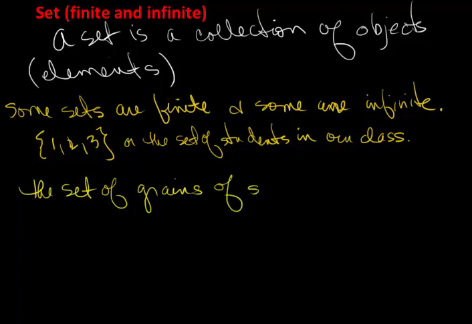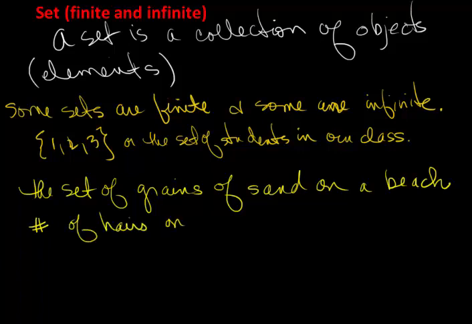of sand on a beach. Well, we know that that is a finite number of them. At any given time, there is a finite number of grains of sand. They're not infinite. But we don't know what that number would be. Another example would be the number of hairs on your body.